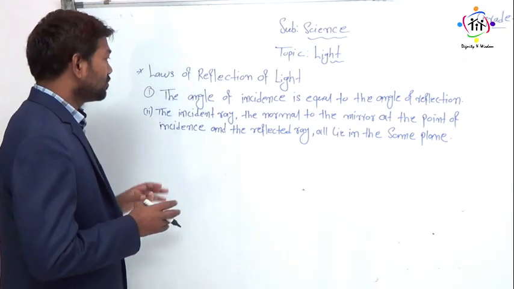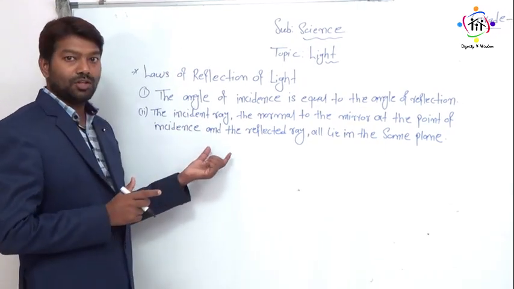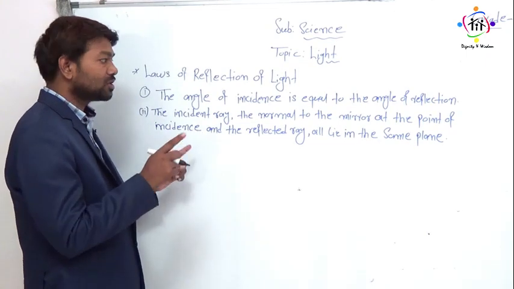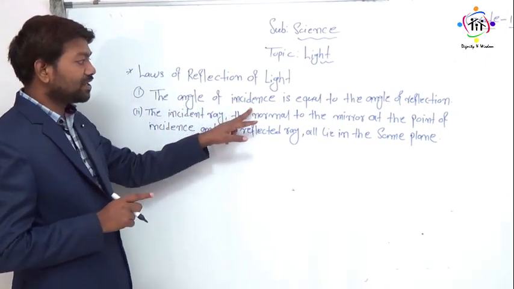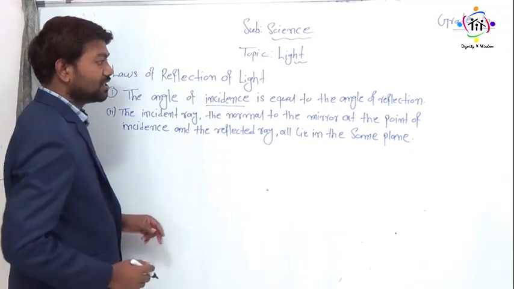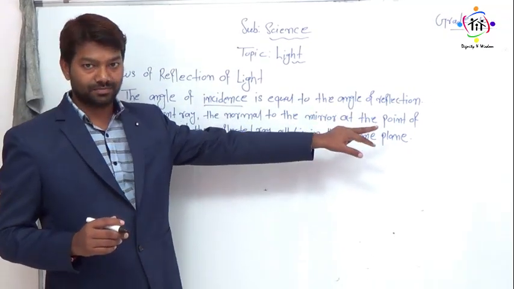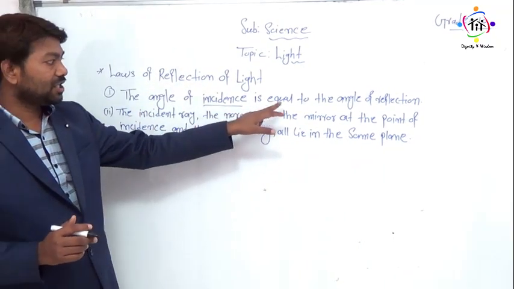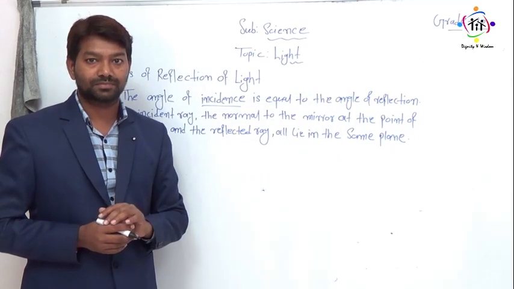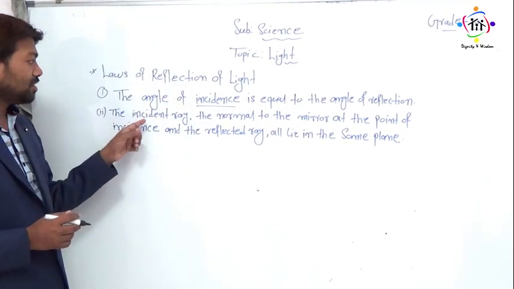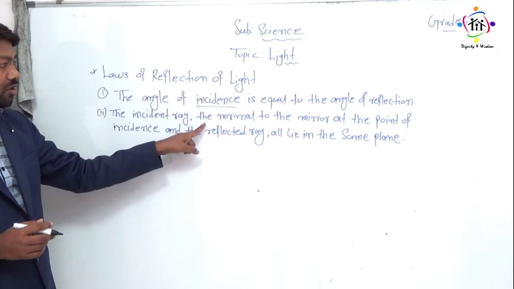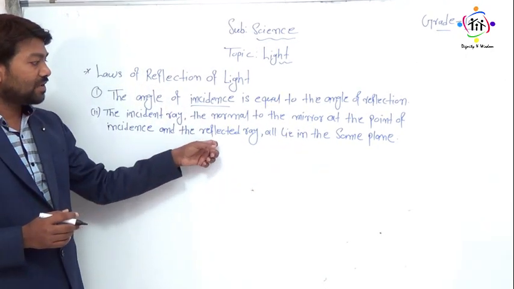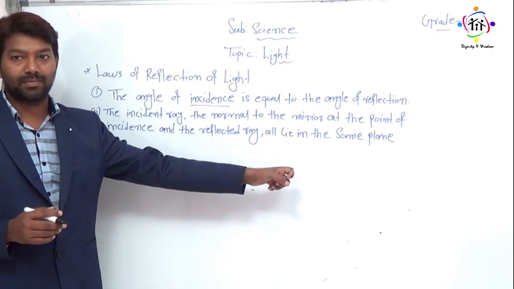So you can pause the video and write down these two points because this is very important. The first point: the angle of incidence is equal to the angle of reflection. Listen one more time. The angle of incidence is equal to the angle of reflection. Second point: the incident ray, the normal to the mirror at the point of incidence, and the reflected ray all lie in the same plane.